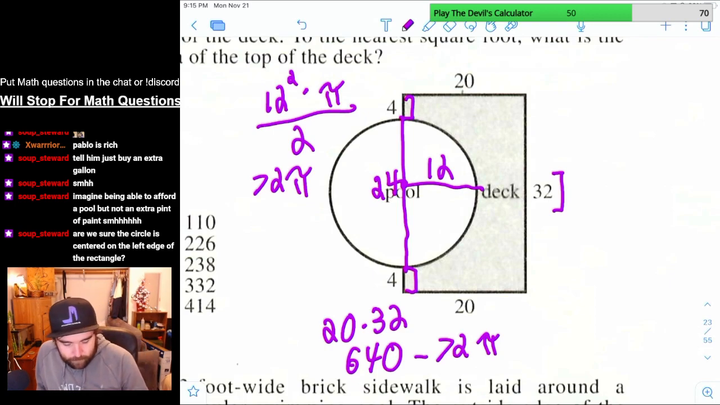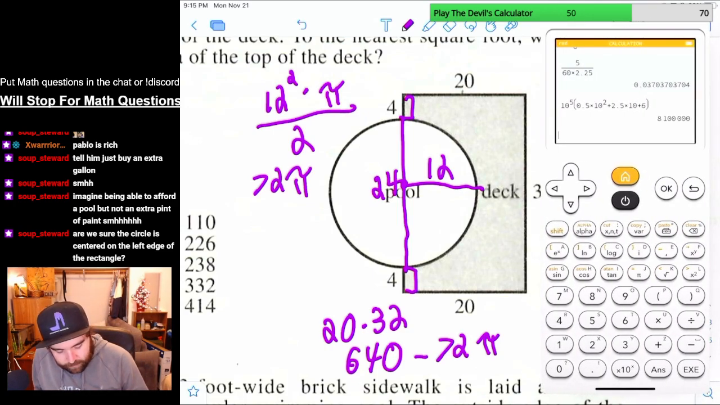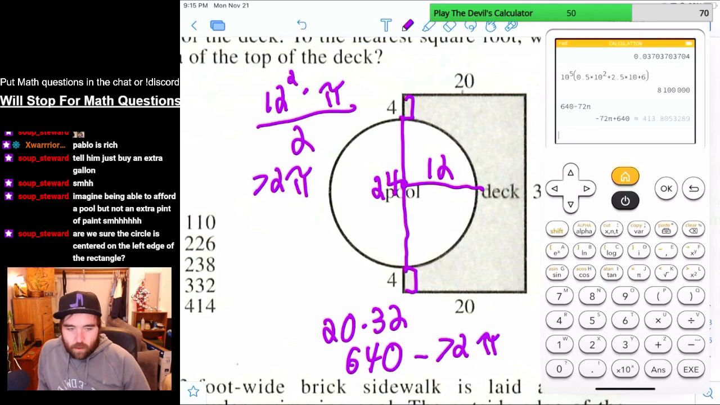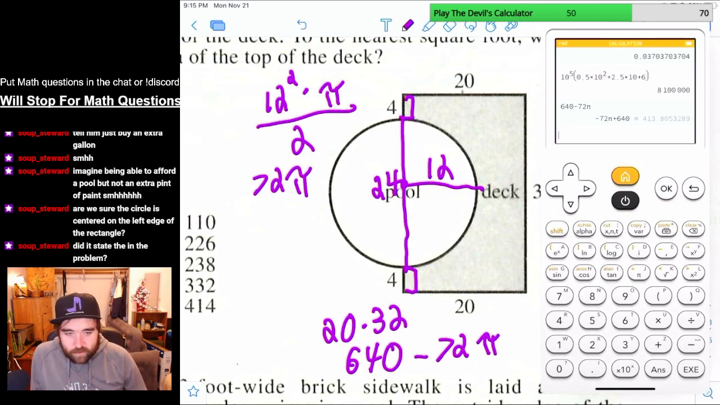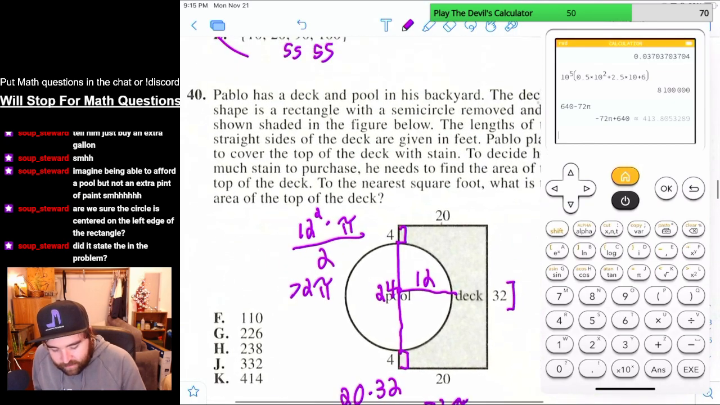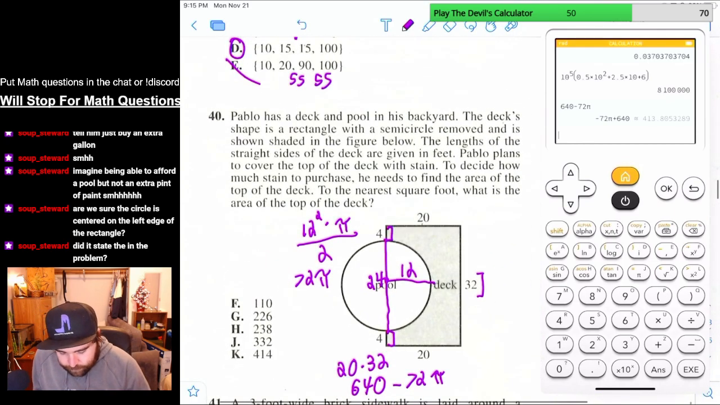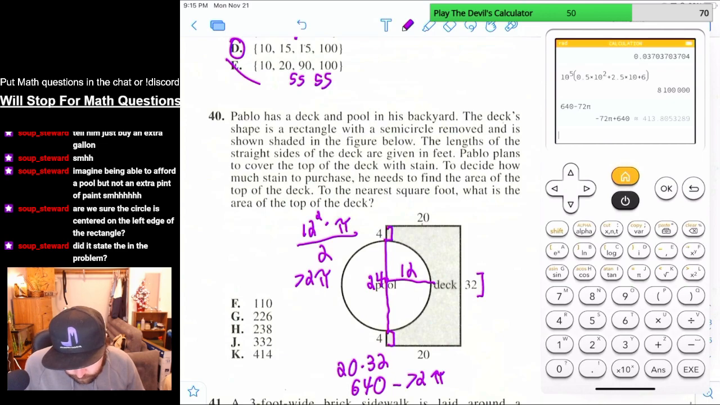And there we go. What is that? 640 minus 72 pi. Are we sure the circle is centered on the left edge of the rectangle? Well, it has to be. Yeah, they said semicircle. That's how we know that. So yeah, then the answer should be 414.